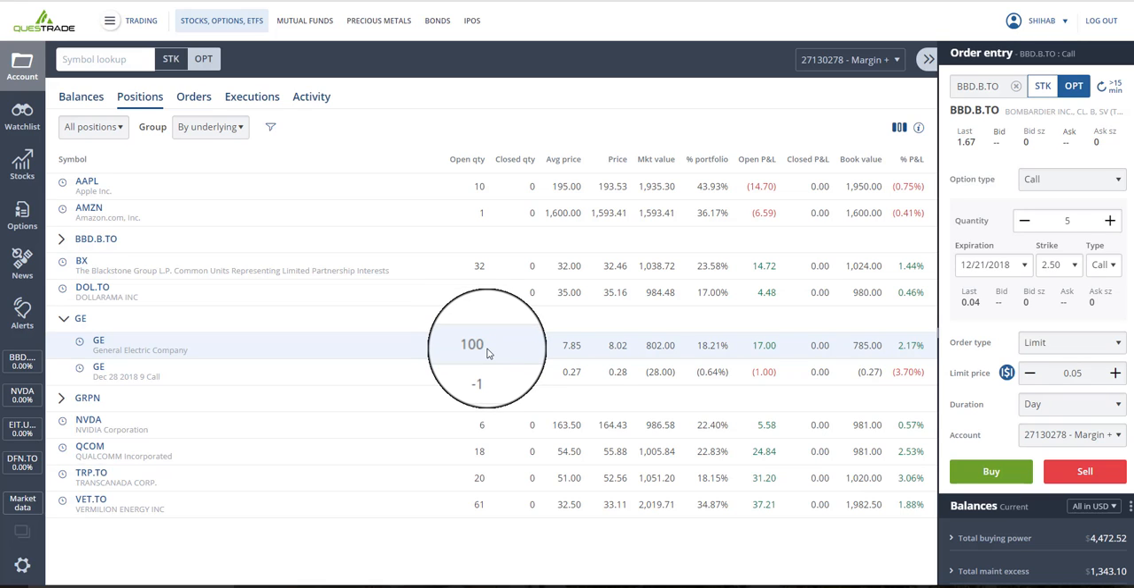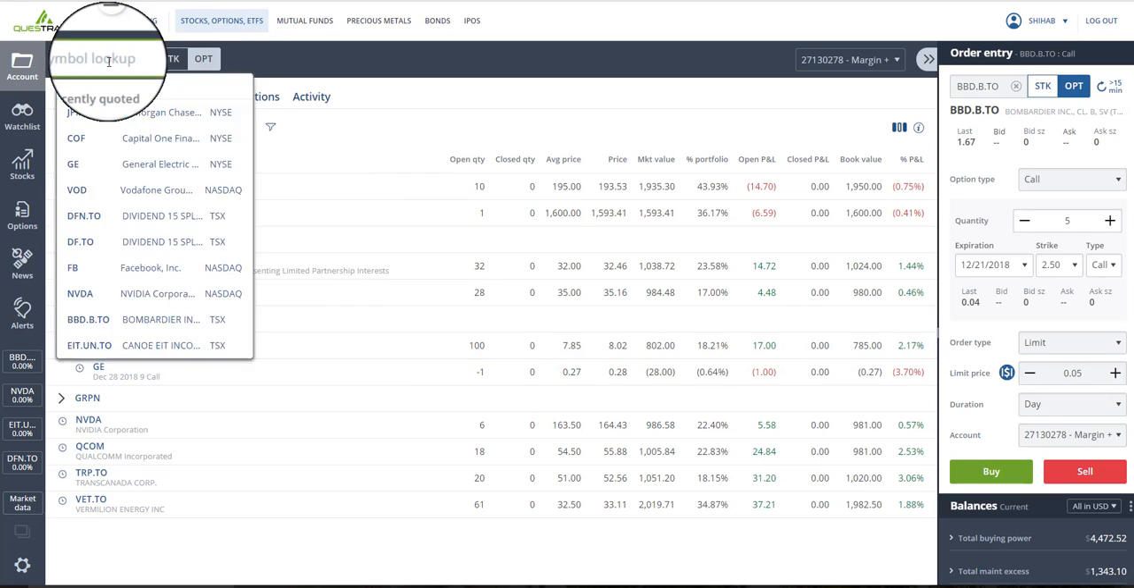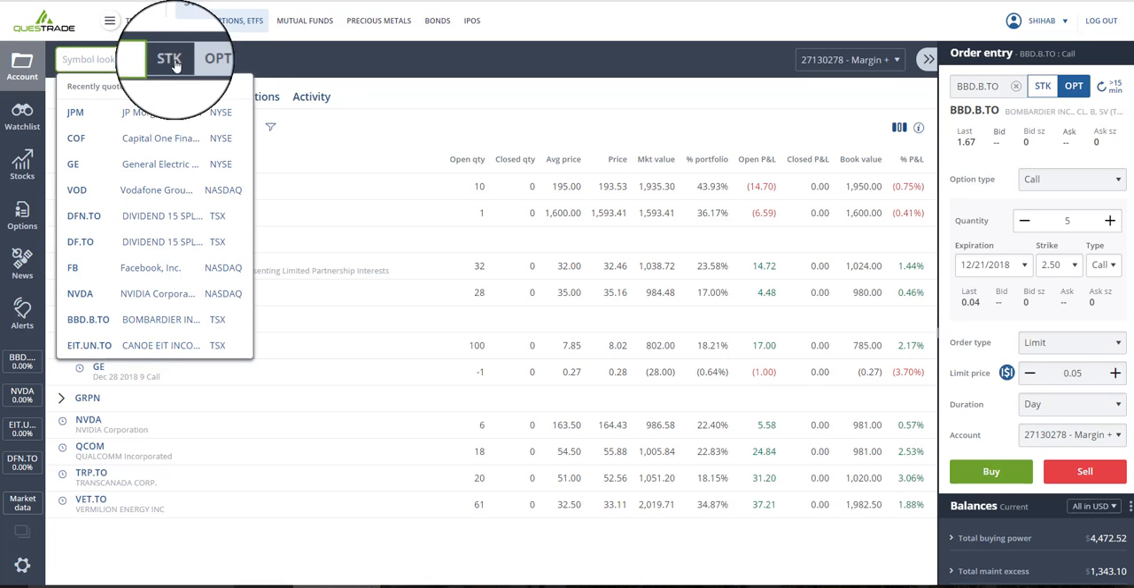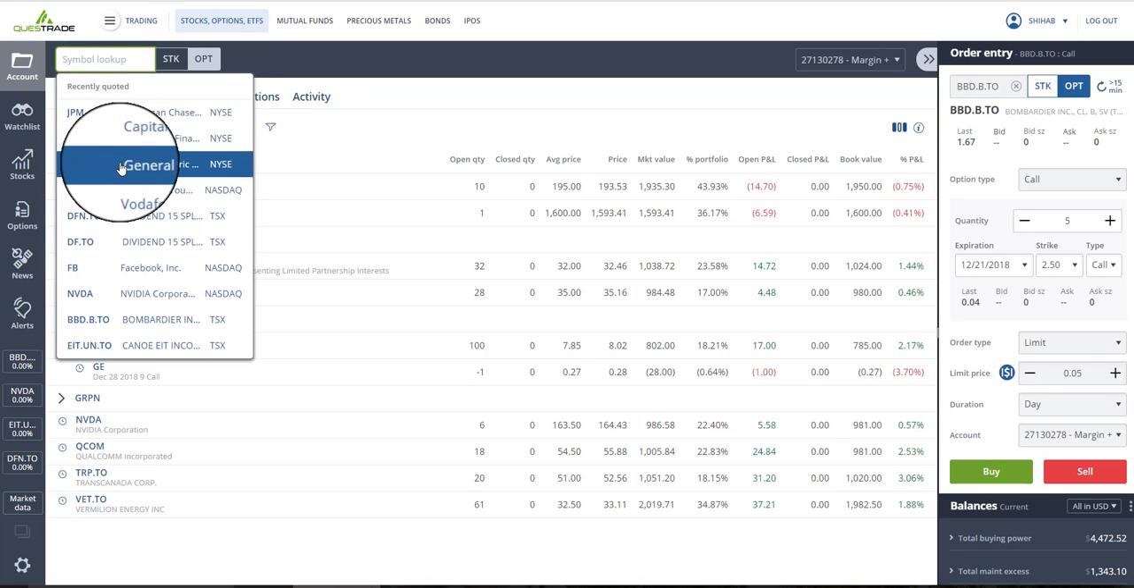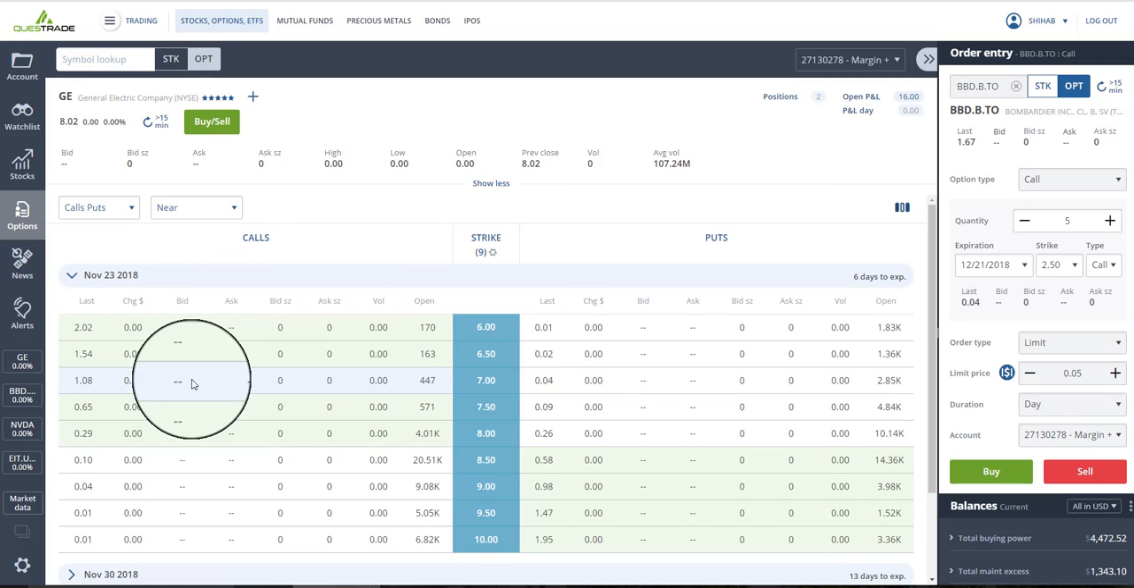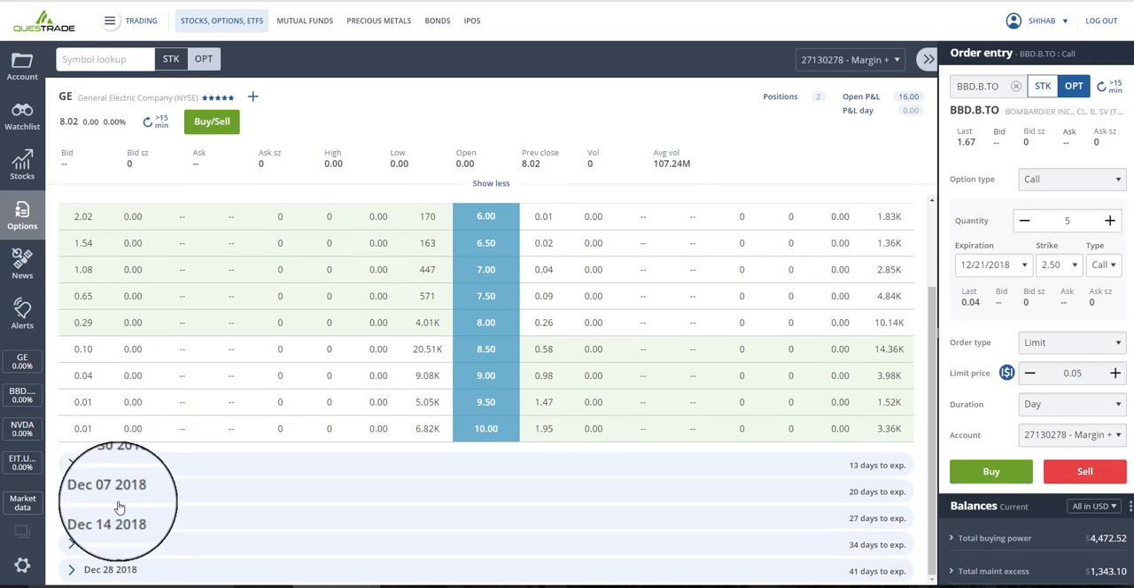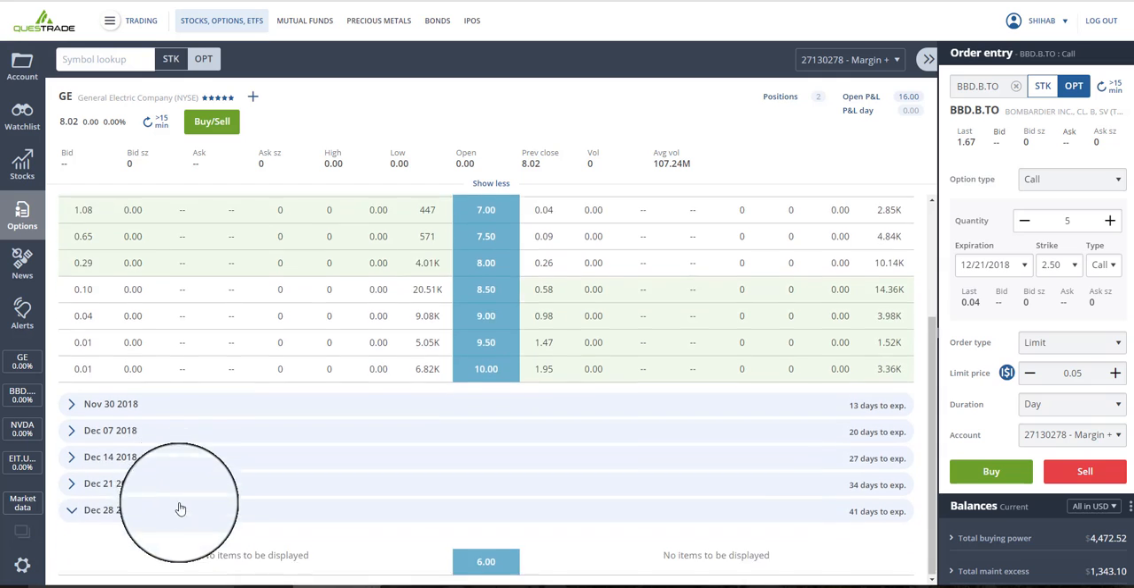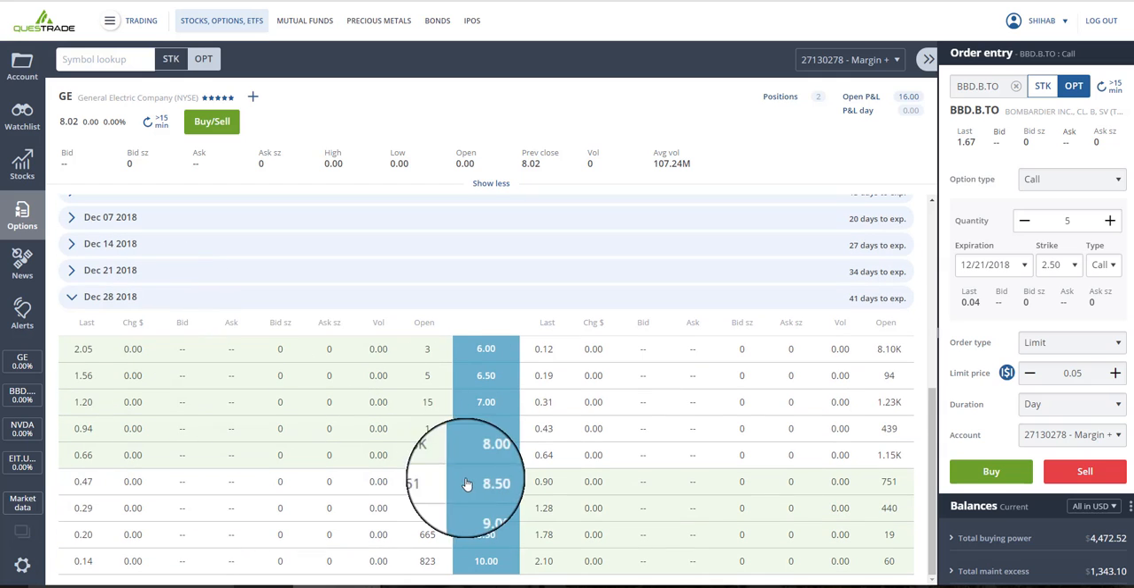That's the first step. Once you do that, then you go to symbol lookup here. You click on option. You look up the stock that you want. You get the options here, and then you pick the expiry date that you want. So I picked December 28th, 2018, and then you pick the strike price that you would be comfortable at if the shares were to sell automatically. So because I bought it at $7.50, I'd be comfortable at selling at $9 automatically.